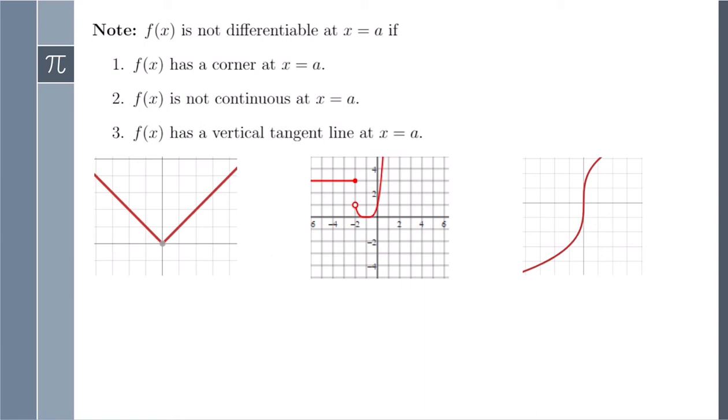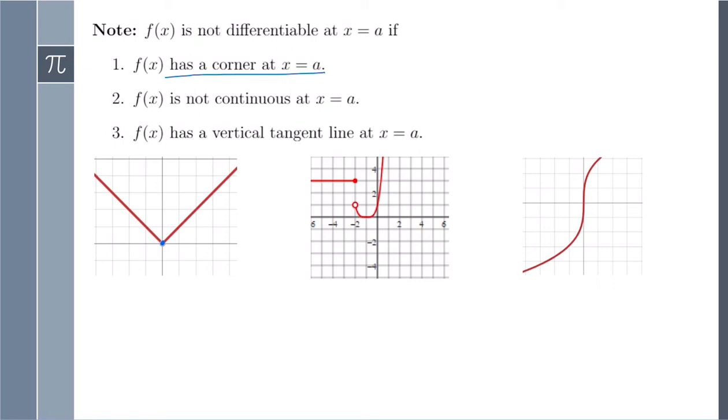Now there are at least three cases where the function is not differentiable, or we cannot find the derivative of the function at some special points. So f of x is not differentiable at x equals a if f has a corner at x equals a. If there is a sharp turning point, a sharp corner like this one in the absolute value function, we cannot find the derivative of this function at this corner.